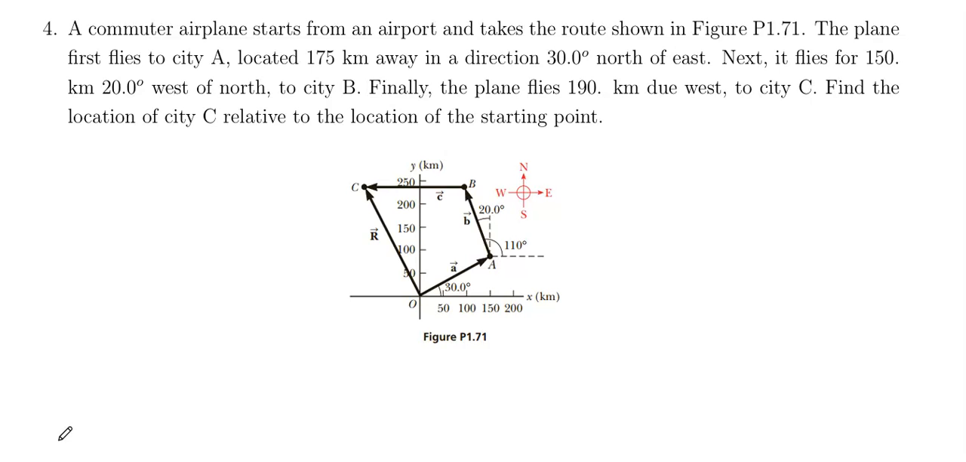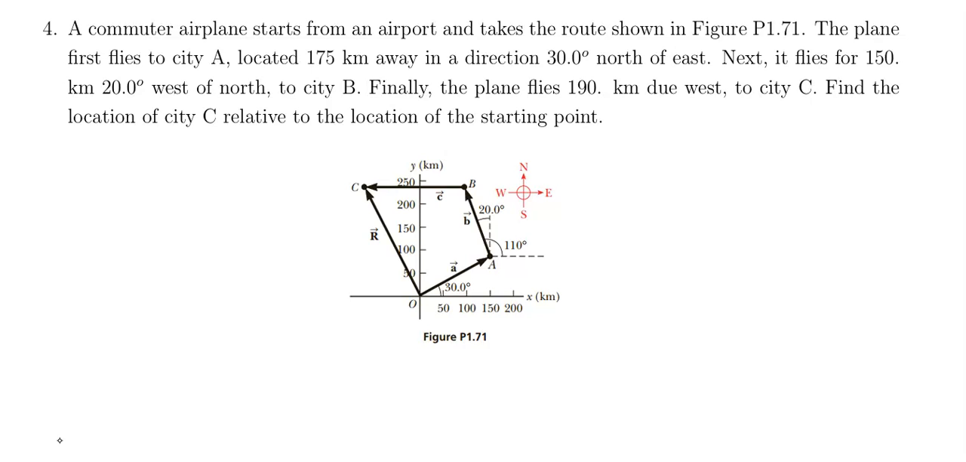The question reads: a commuter airplane starts from an airport and takes the routes shown in this figure. The plane flies to seat A, located 175 kilometers away in a direction 30 degrees north of east. Next, it flies for 150 kilometers 20 degrees west of north to seat B. Finally, the plane flies 190 kilometers due west to seat C. Then I've been asked to find the location of seat C relative to the location of the starting point.